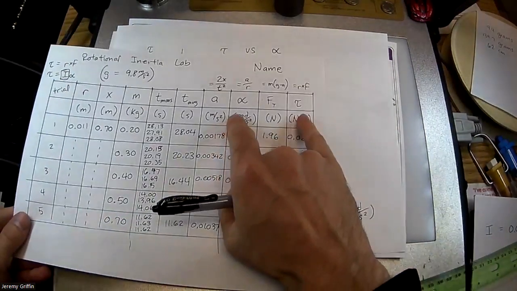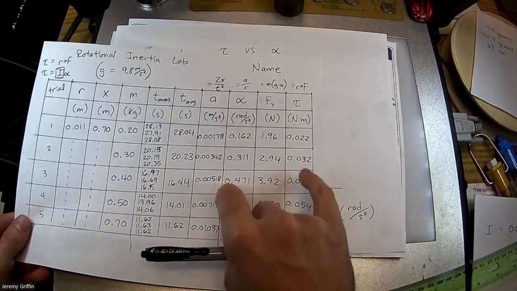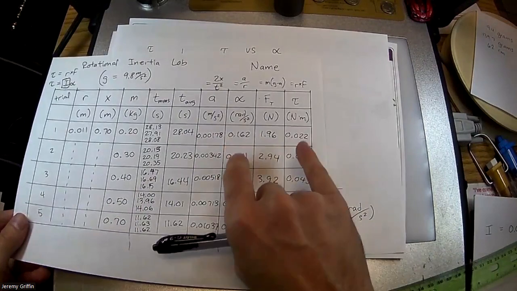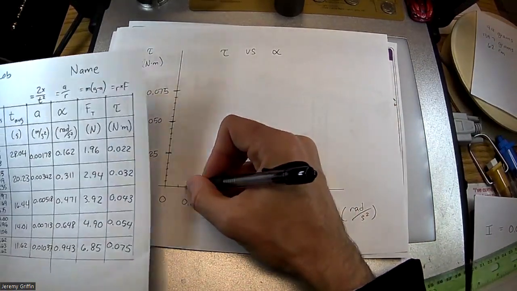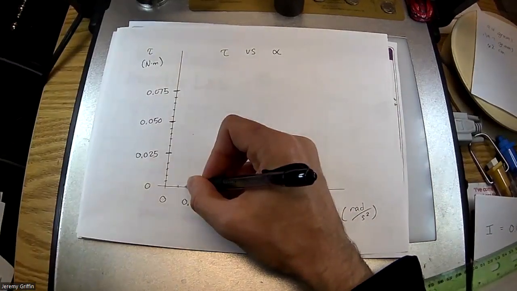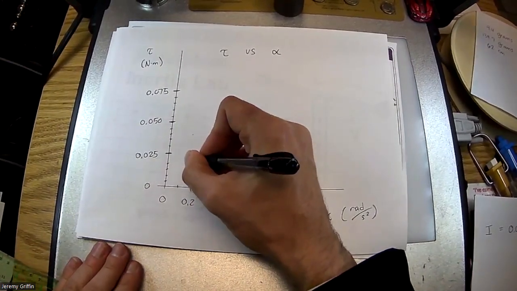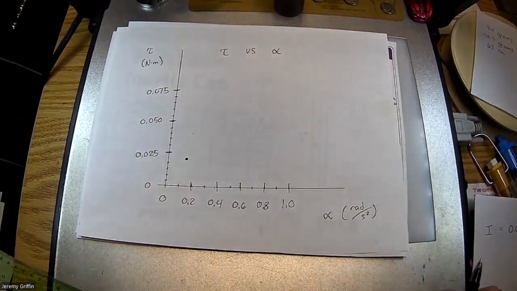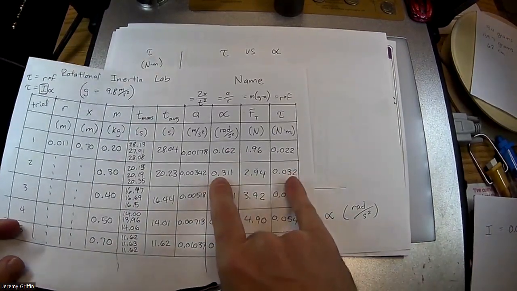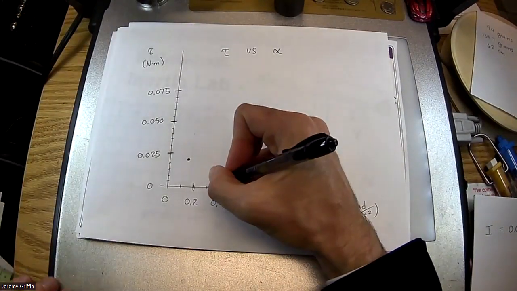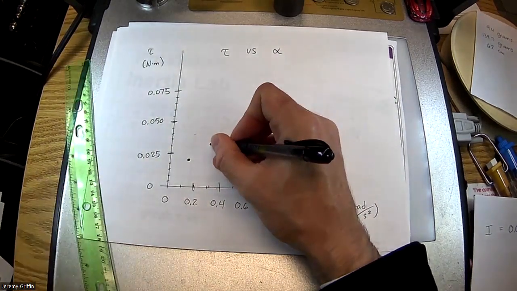Let's plot a bunch of coordinates. Remember, plotting these two columns against each other, like x, y, x, y, x, y. Alpha, tau. So 0.16 radian per second squared, right about there, corresponds to 0.022 Newton meters of torque. Bam! There's the first point on the graph. Next coordinate, 0.31, 0.032. Bam!